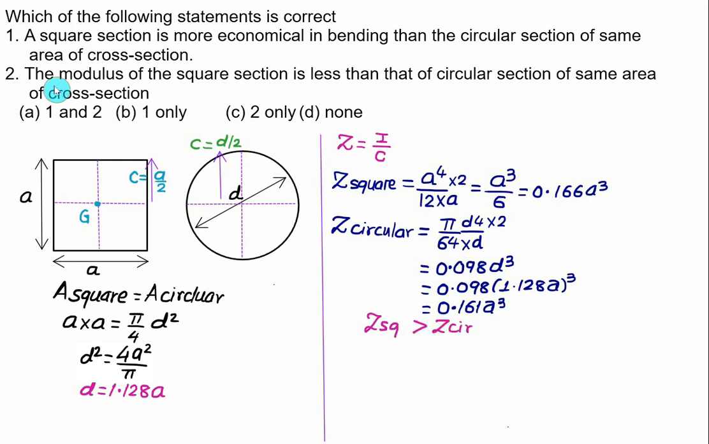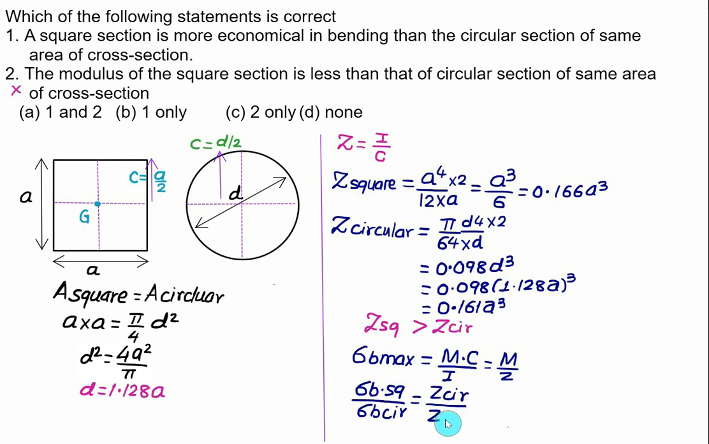As for the second choice here, the modulus of a square section is less than that of a circular section. So this one is a wrong statement. Maximum value of bending stress is given as M into C divided by I, which is same as M divided by Z. It means the bending stress is inversely proportional to Z. So in this case we can calculate the bending stress for square section divided by the bending stress for circular section. So we have Z for circular section divided by Z for square section.